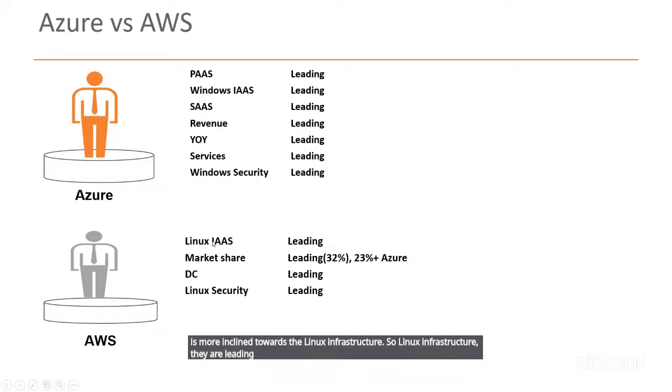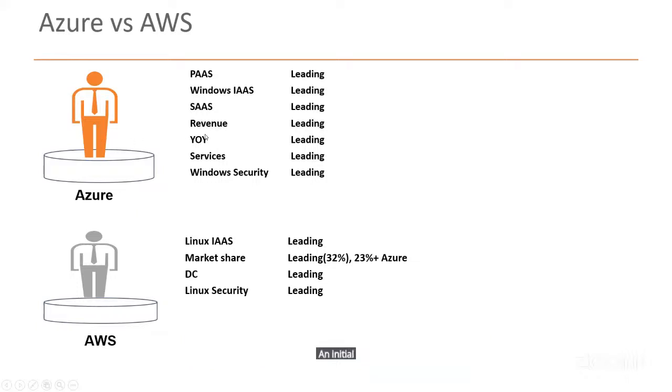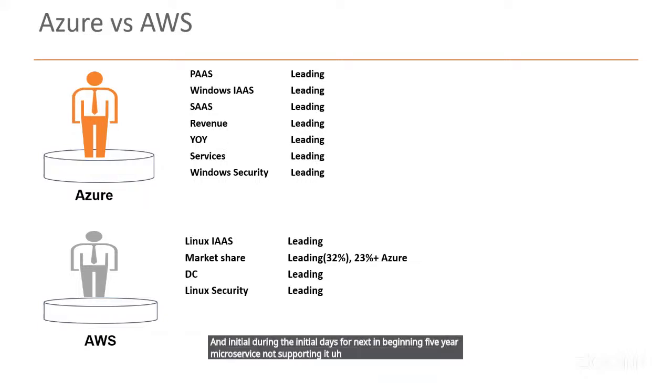There's one more reason why they're leading. The reason is Microsoft Azure launched in 2010. And during the initial days, in the first 5 years, Microsoft was not supporting Linux. From 2014, they started Linux support. So it means the market was open for AWS only for Linux.